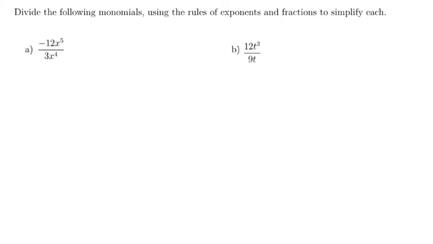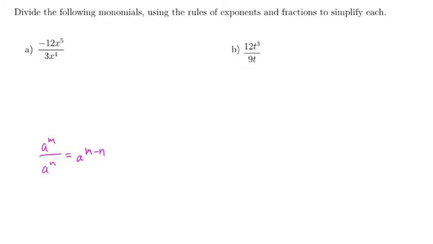For each of these examples, I'll show two approaches. The first approach is simply canceling factors that are present in both the numerator and denominator. And the second is to use the rule of exponents for division, which, let me summarize that rule real quick, a to the m over a to the n is a to the m minus n, so that when we have the same base, we subtract the exponents. So with this first one, negative 12x to the fifth over 3x to the fourth.